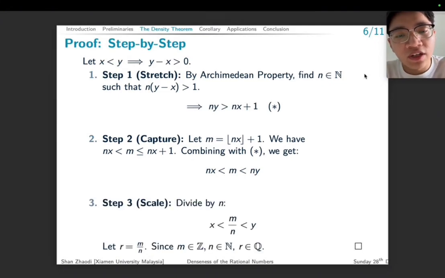Finally, we divide the entire inequality by the positive integer n. This gives us m over n is larger than x but smaller than y. Let r equal m over n. Since m is an integer and n is a natural number, r is by definition a rational number. So we have found our r. The proof is complete.